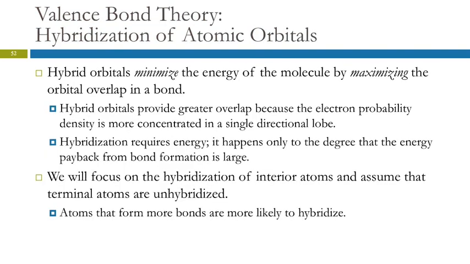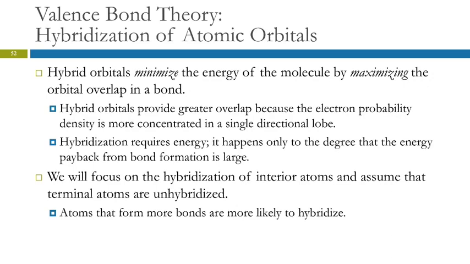What hybrid orbitals do is they minimize the energy of the molecule by maximizing the overlap. So by mixing up, hybridizing the orbitals on that atom, we can maximize the overlap with other atoms, and that will cause it to be lower in energy. The reason that we get better overlap here is because the electron probability density, instead of like for a p orbital where it's evenly distributed on opposite sides of the atom, when we hybridize the orbitals, now it's lopsided, it's more on one side than the other.